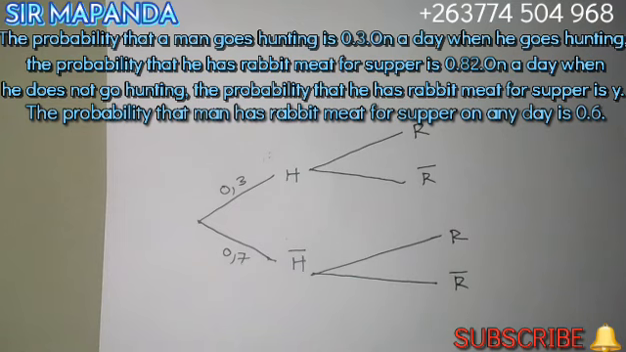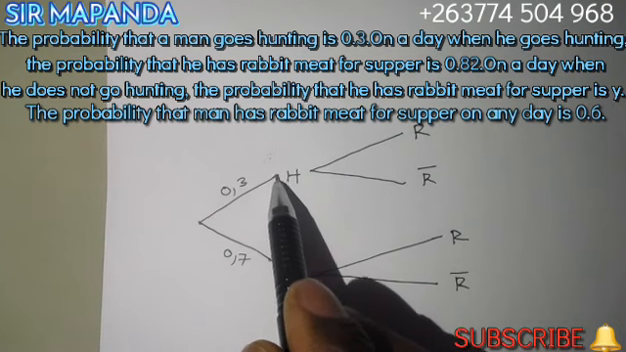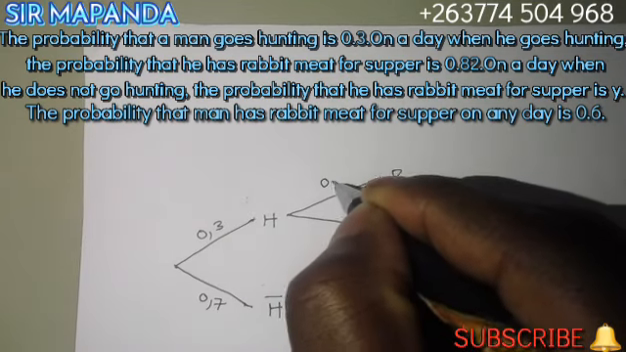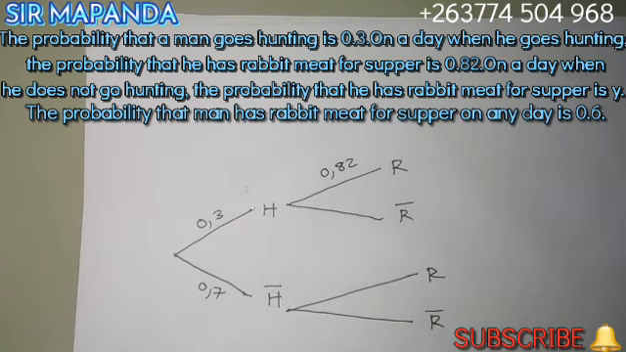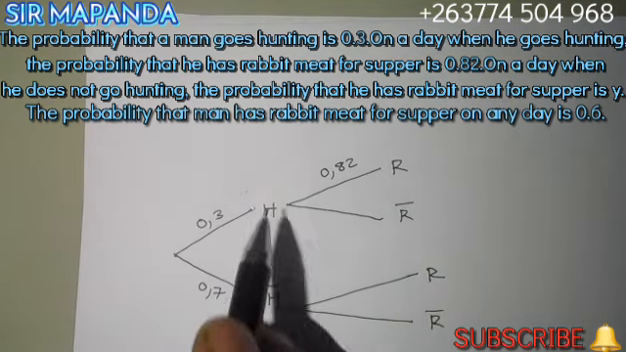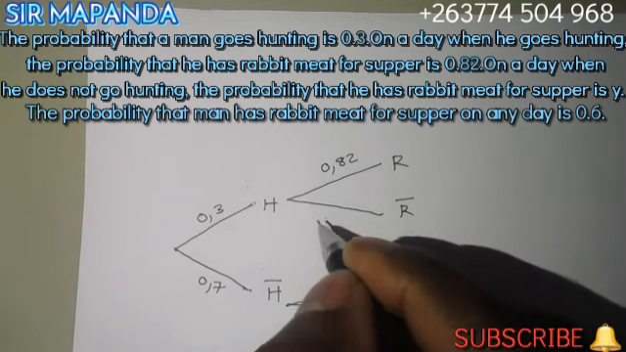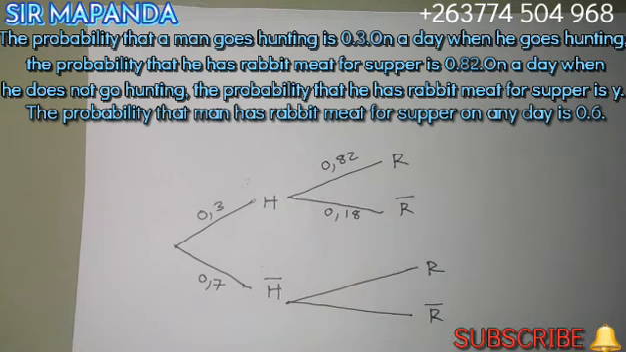Right. We move on to sentence number 2. On a day when he goes hunting, it means that we are now concentrating on this branch here, right? The probability that he has rabbit meat for supper is 0.82. So I'm now writing 0.82 here. So it simply means that the probability of not having a rabbit meat supper when he goes for hunting is now 1 minus 0.82. 1 minus 0.82, you get 0.18. You put 0.18 here.